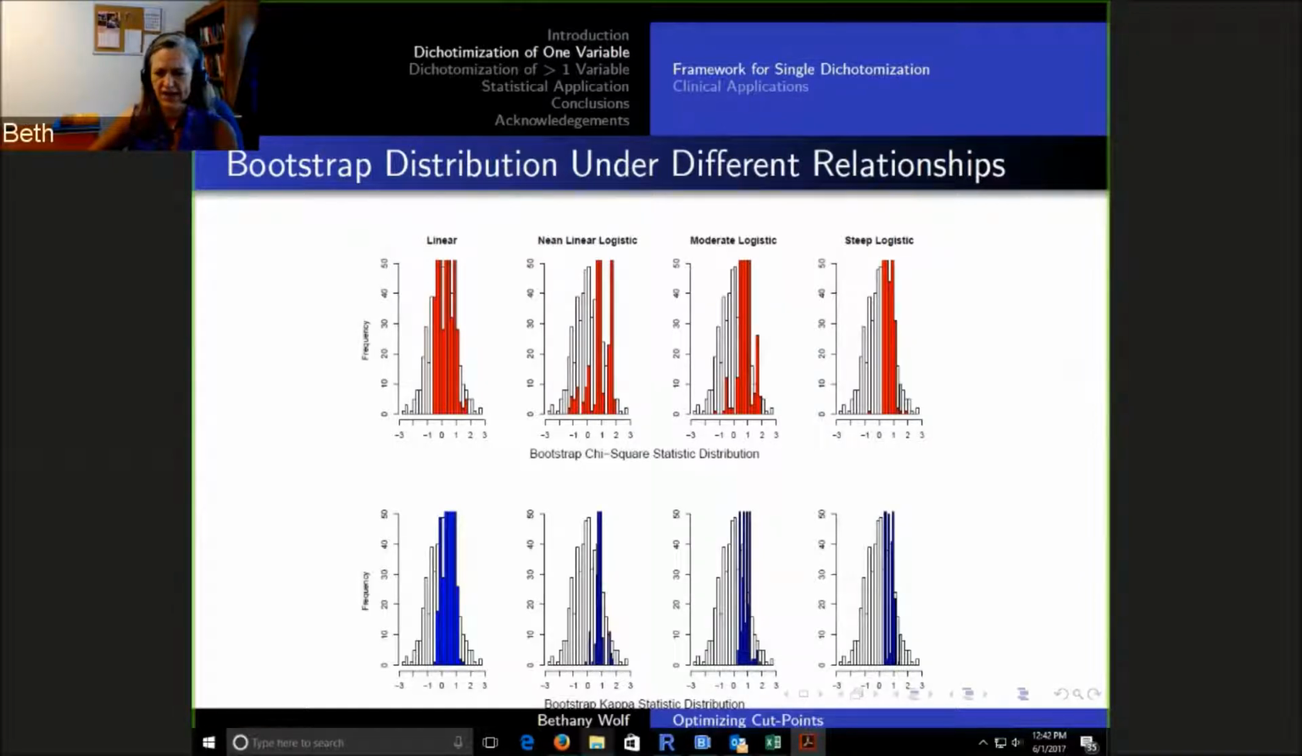And so again, I would advocate that if you're trying to make a choice and determine whether or not you should choose a cut point, you do this bootstrap sampling and look at how broad the distribution of your chi-square statistic was, and it should give you a good feel for whether or not you should select a cut point.